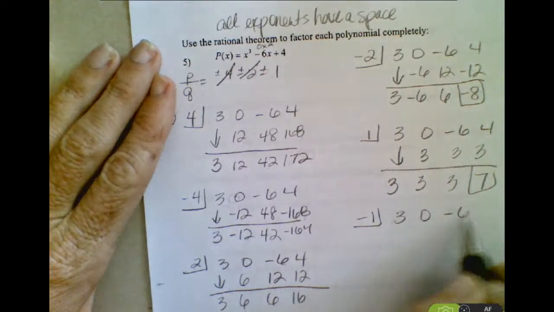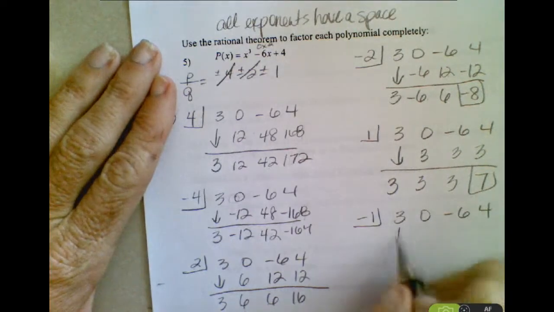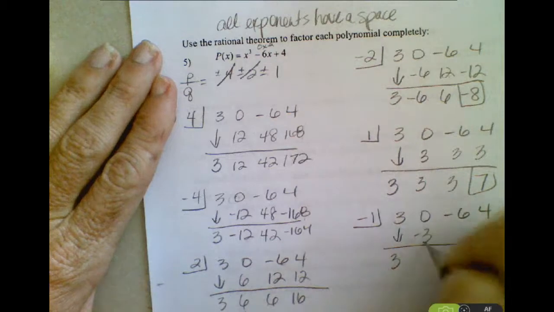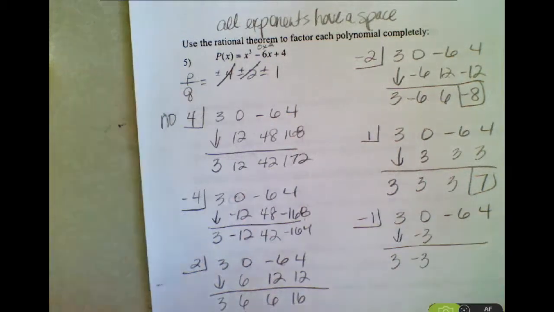3, 0, negative 6, and 4. Pull that down. 3 times negative 1 is negative 3. That gives you negative 3. Why are none of my possibilities working? What have I done? I've done something funky.